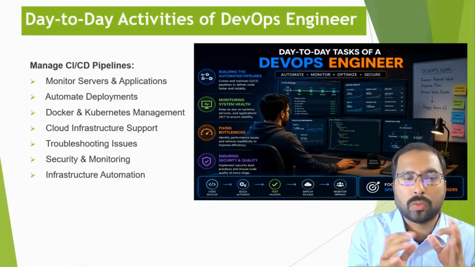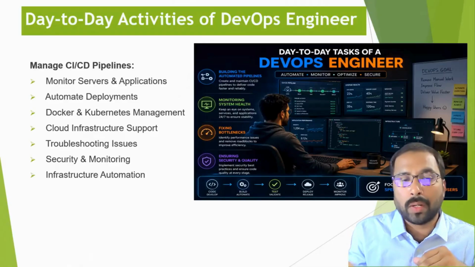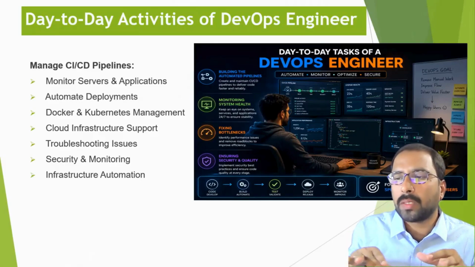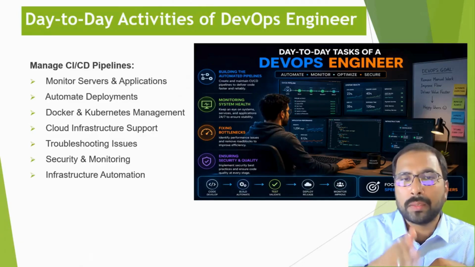So their activities I'm just showing you: checking Jenkins pipelines, monitoring servers, fixing deployment failures, managing Docker containers, Kubernetes troubleshooting, writing automation scripts, supporting developers. I'm just giving you an overview. Okay. But once you complete your course, if you check these activities again, you can easily understand what is what. Okay.